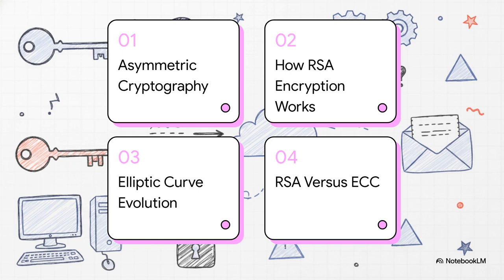First up, unlocking asymmetric cryptography. Second, how RSA encryption works. Third, the elliptic curve evolution. And finally, the big showdown, RSA versus ECC.